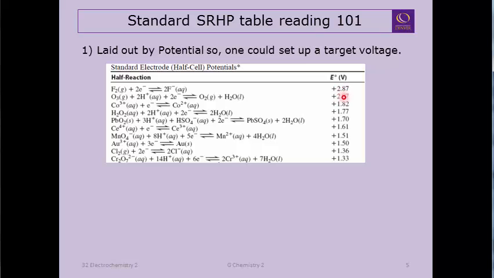So for example, if I did these two together here, I could do 2.87 minus 2.07 and know that these two coupled together, with the oxygen being the oxidation and this fluorine going through reduction, it would have a 0.8 volt potential. So this kind of table is helpful if you want to fine-tune the voltage and you're not too particular about what the species are.